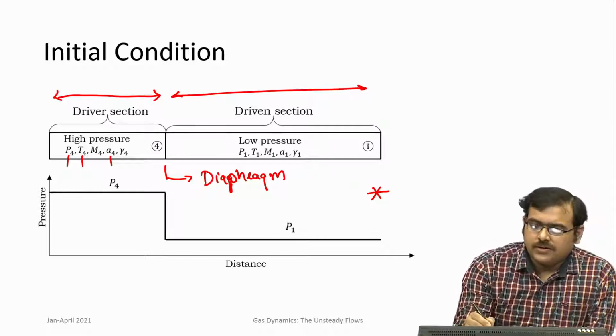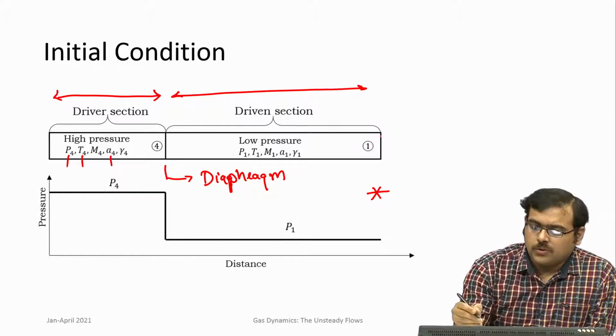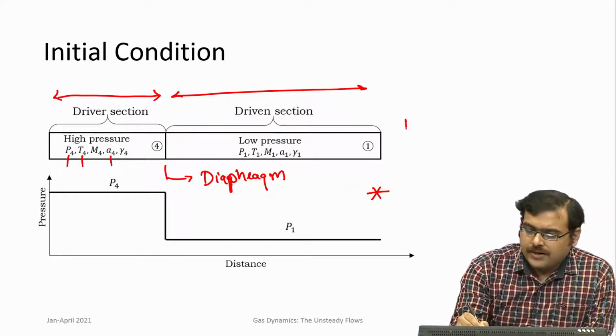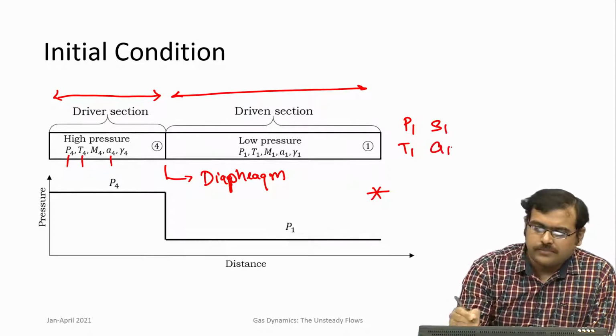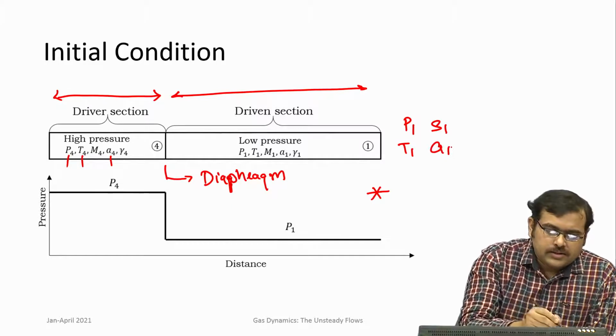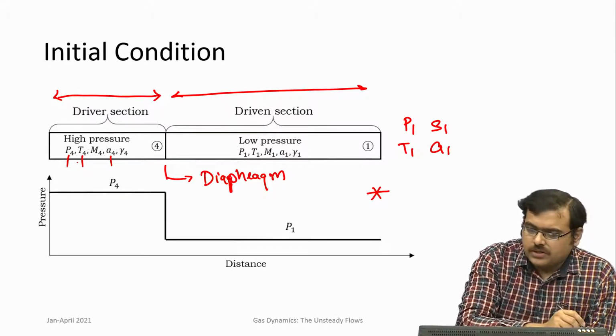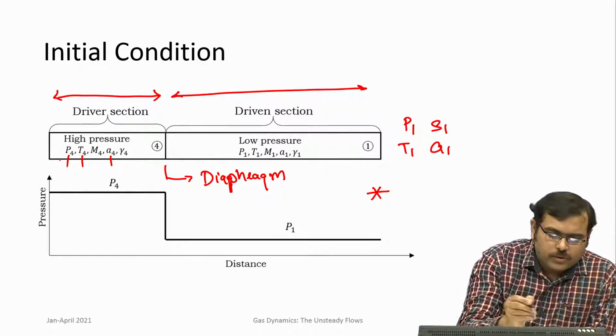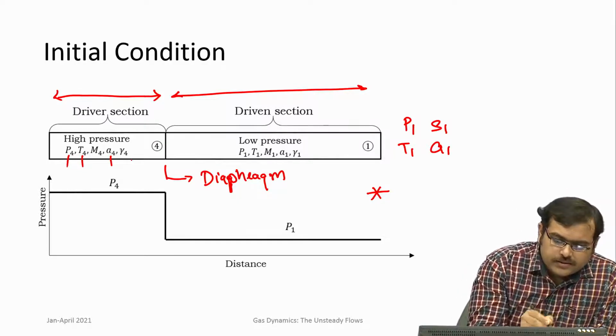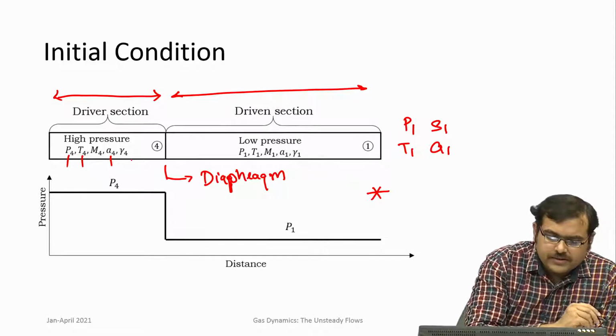The driven section is given the number 1. So, all flow variables like pressure, temperature will be referred to with the subscript 1. So, P1, T1 and rho 1, so A1. Okay. And in the case of the high pressure side, it is P4. So, 4 is the nomenclature for the driver section.